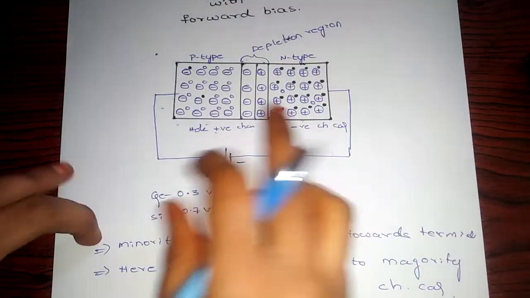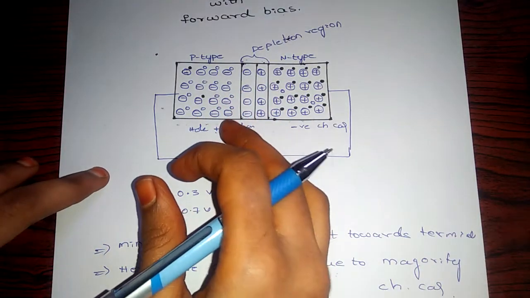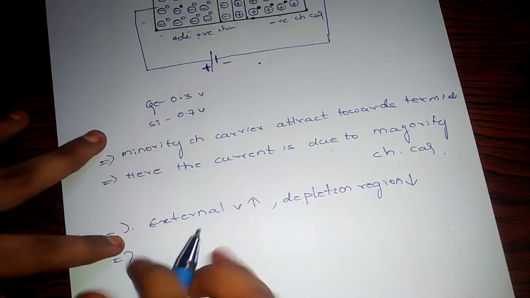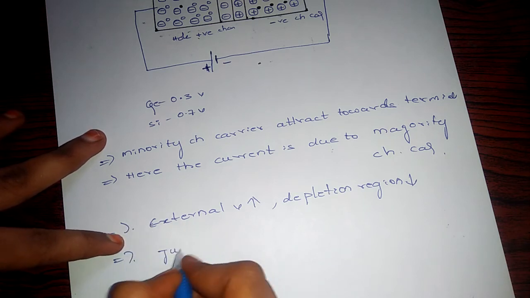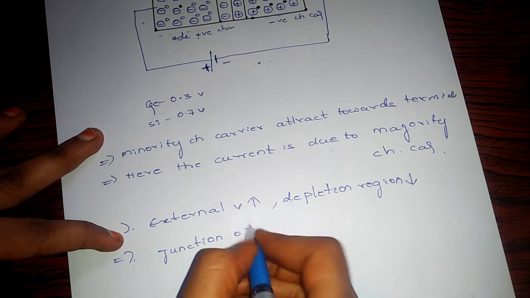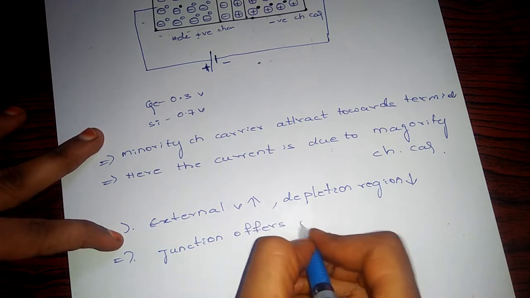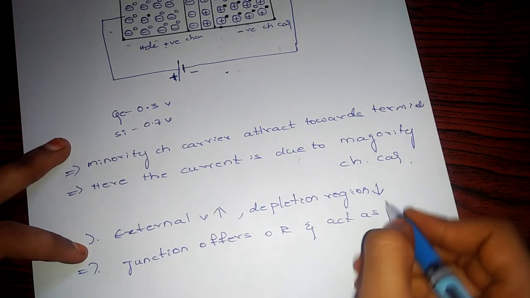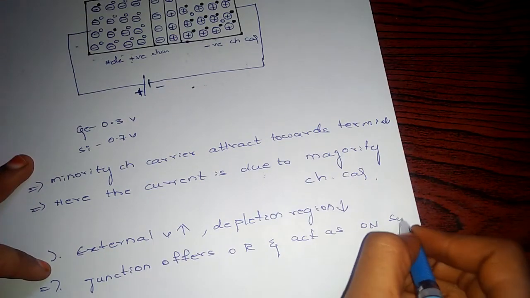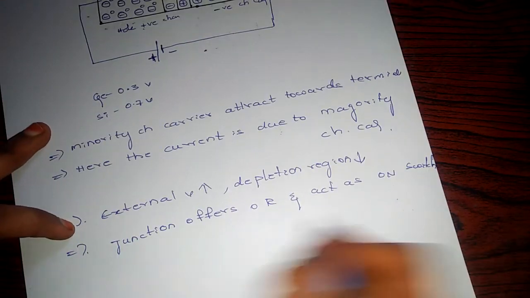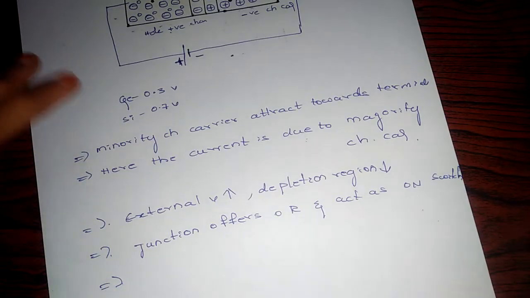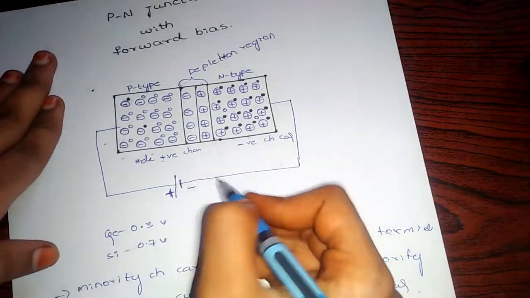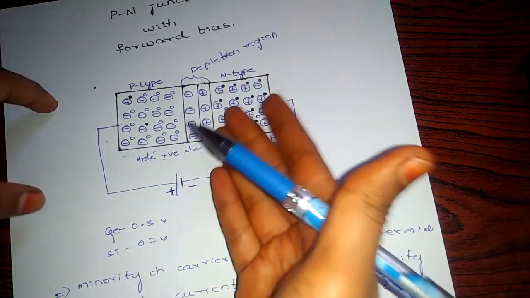And thus, if it offers zero resistance, what does it mean? It means it just acts as an on switch. So the junction offers zero resistance and acts as an on switch or a closed switch. Here the current is IF and the voltage is VF, meaning forward current and forward voltage.